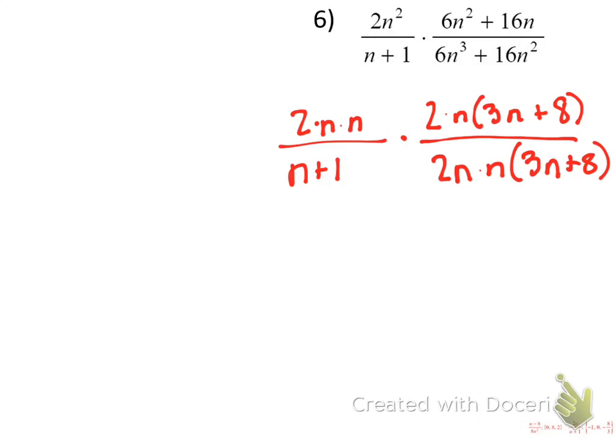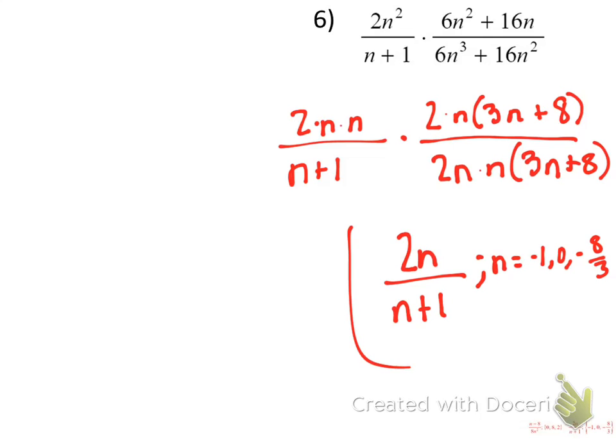Okay, let's go. Okay, so your final answer is going to be 2n over n plus 1. Your excluded values, n is not equal to negative 1, 0, and negative 8/3. Okay, 3 excluded values. That's it.